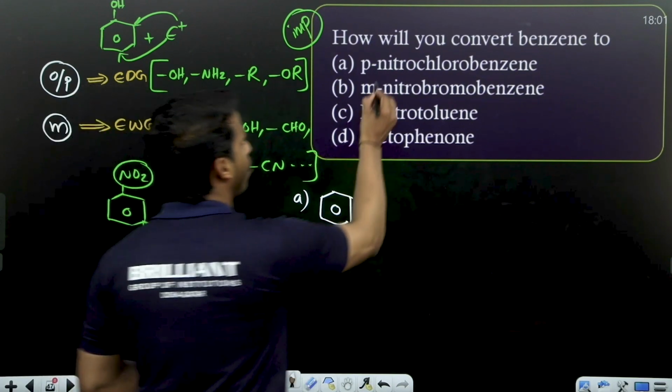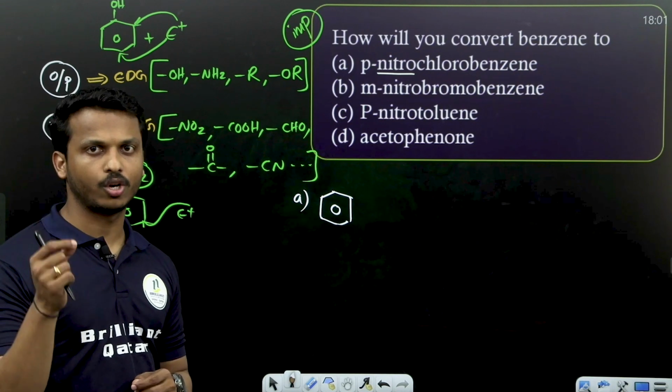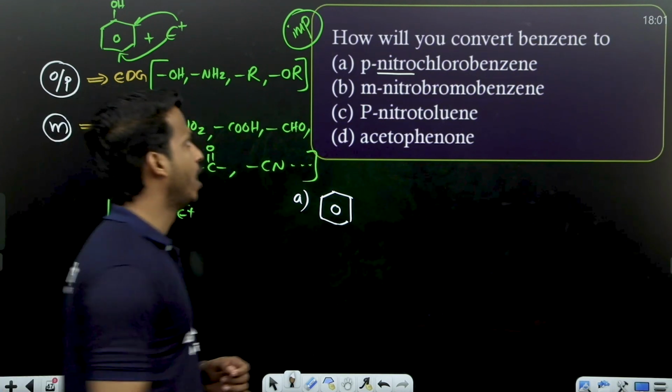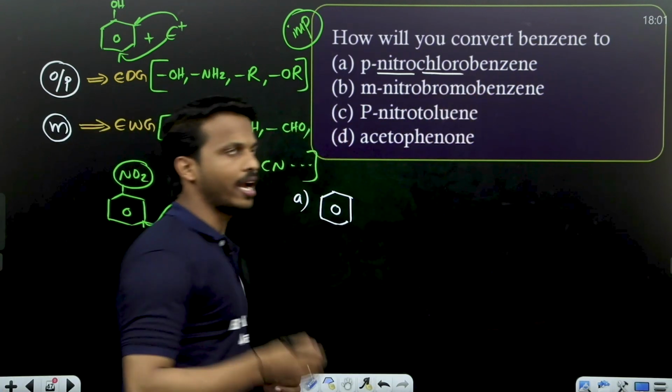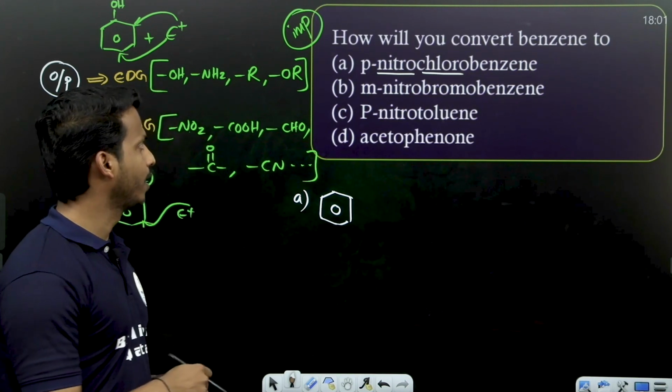Para-nitrochlorobenzene. How to get the nitro group? Nitration. We will add concentrated HNO3 and concentrated H2SO4. How to get chlorine on benzene? Add Cl2 with anhydrous AlCl3. That you studied, right? Perfect.